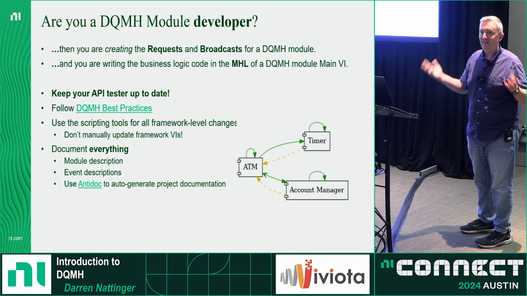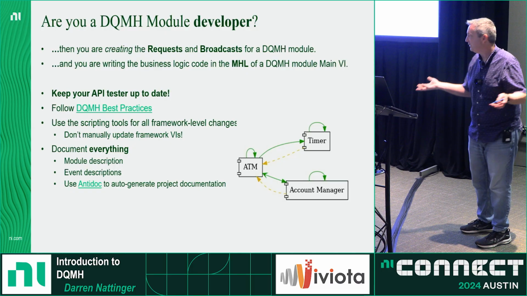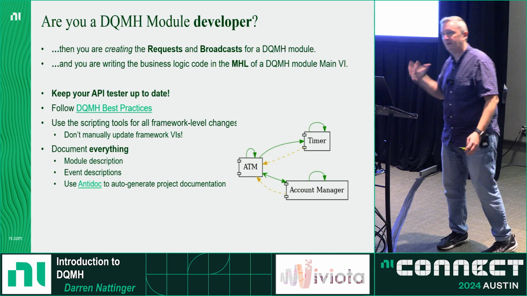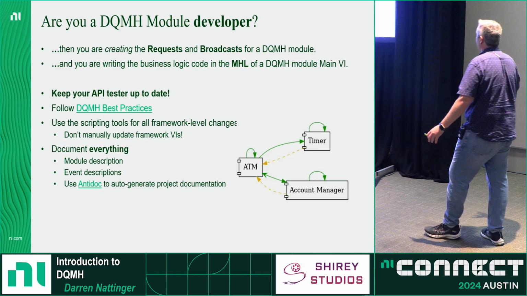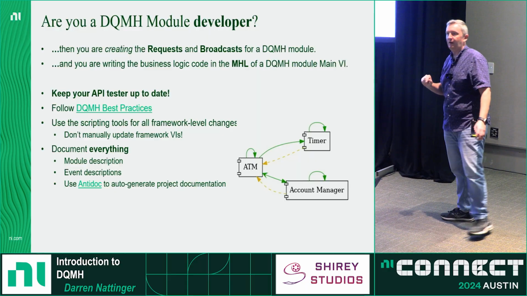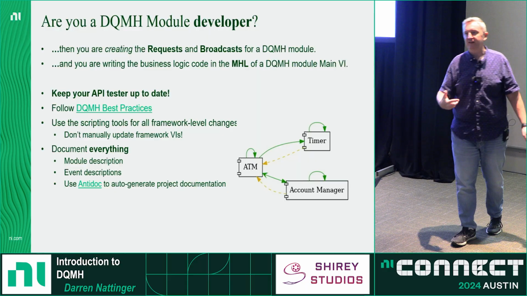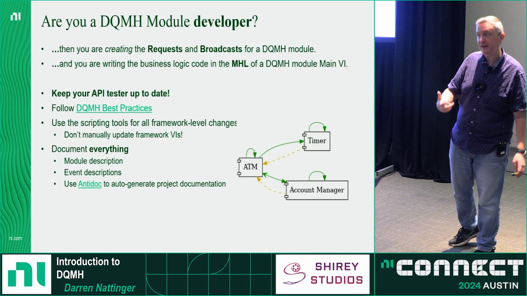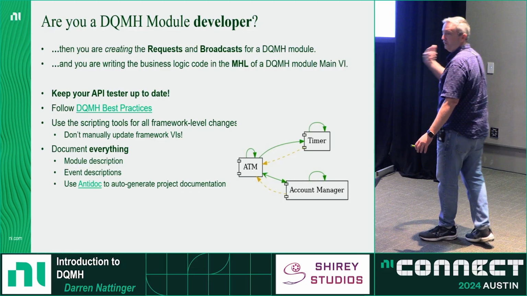So in my case, in the ATM, I just had 3 modules. That's not that complicated. But this picture tells me so much useful information, just this picture. I see that ATM sends requests to timer. I see that timer sends broadcast to ATM. I see that ATM sends request and wait for reply to account manager. I see that account manager sends broadcast to ATM.